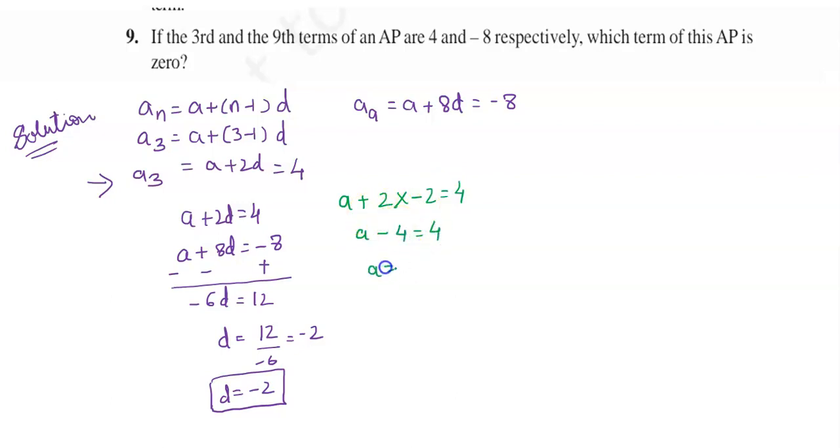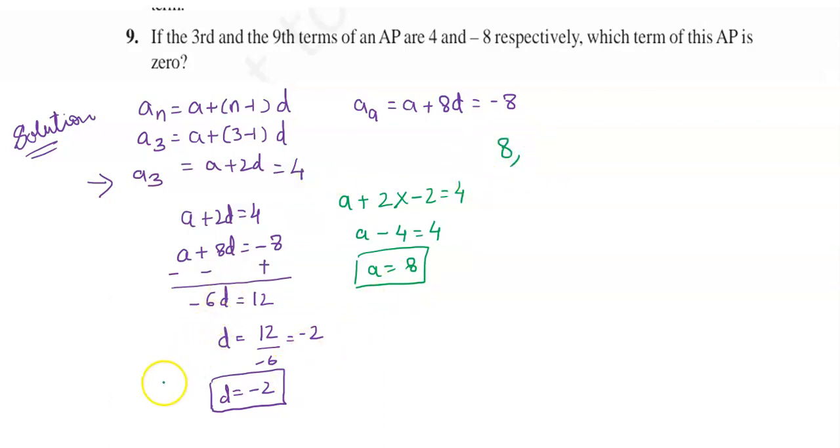So what is the value of a? Minus 4 will become plus 4. So this is 8. This is the value of a. Now we have got the value of a, and we have got the value of d. So we can make an AP now. So the first term is 8, right?